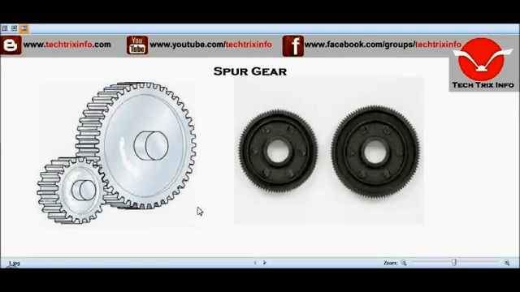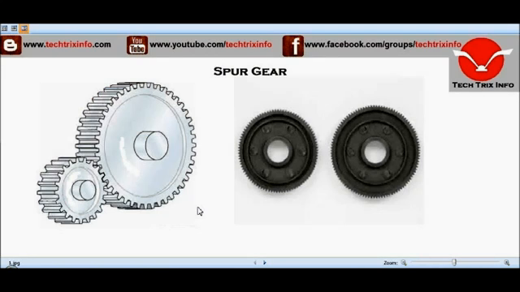Now let's learn about a spur gear. As you can see on the screen, this is a spur gear. Spur gears are the most common type of gears, and they have straight teeth, as you can see over there, and are mounted on parallel shafts. So you can see the gear has a hole in the center which will be connected to the shaft, and sometimes many spur gears are used at once to create very large gear reductions.